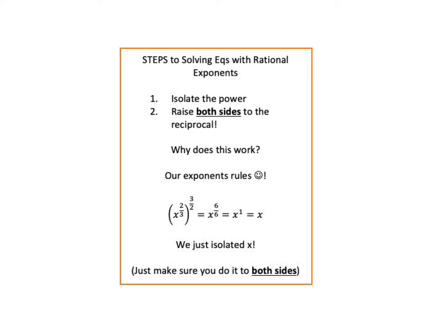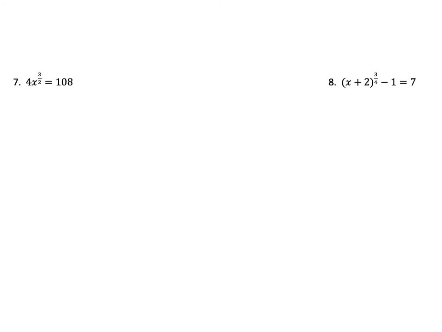Okay, so in general, what are we doing? We're going to isolate our power. We're going to raise both sides to the reciprocal power. And why does it work? Well, it works because of our exponent rules. If I have x to the 2/3, raise that to the 3/2, that's the same as 6 over 6, or x to the first. And that helps us isolate x. We just need to remember whatever we do to one side, we've got to do to the other. So let's illustrate that with some practice.